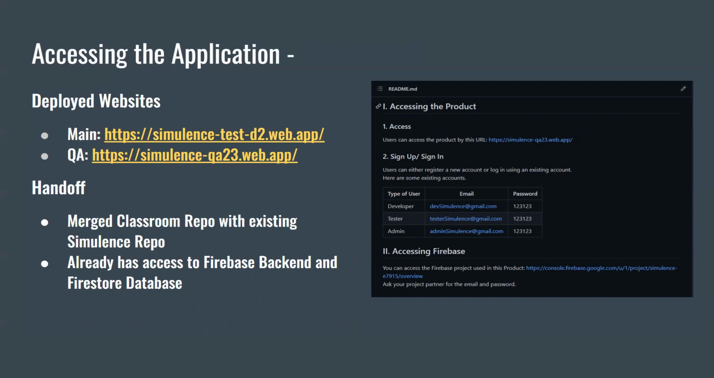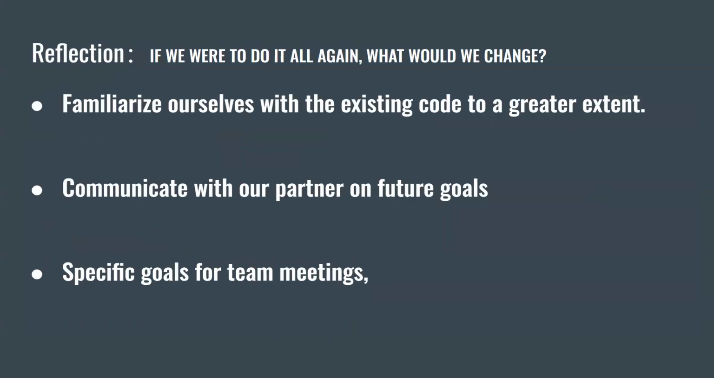Now, there are a couple of things that we would change if we could do this project again with the knowledge that we now have. The first thing would be familiarizing ourselves with the existing code to a greater extent. Initially, the backend development struggled a lot since they didn't understand the code or how Firebase worked. We needed to better understand the basics of technology we were working with before diving in. We could also communicate with our partner on future goals instead of being task-driven to make future development more seamless and to waste less time rewriting old code to be compatible.